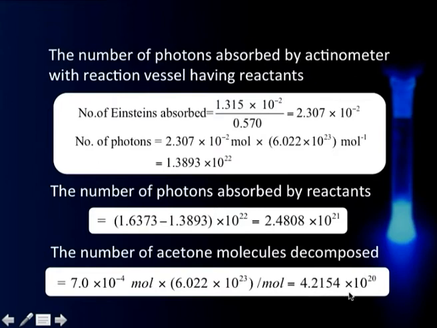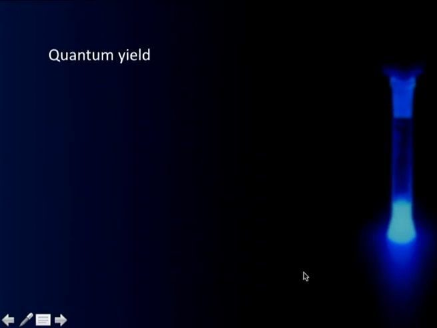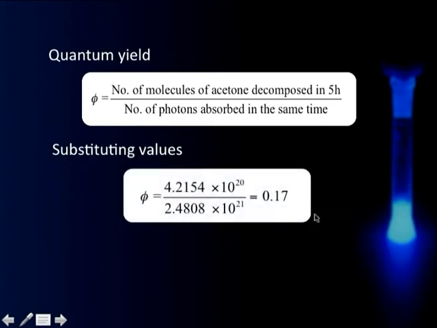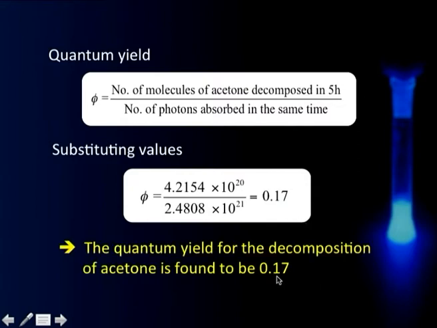So, this is what we got, the number of molecules of acetone decomposed. This gives me the number of photons. To put together, I can get the value of quantum yield. Quantum yield comes out to be just 0.17. That means, this is my number of molecules of acetone which got decomposed, and this is the number of photons absorbed in the same time. So, this gives me a quantum efficiency of 0.17, or we can conclude that the quantum yield or the quantum efficiency for the decomposition of acetone is found to be 0.17. Okay. So, that is as regards our actinometry goes.